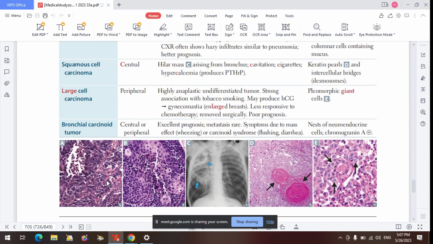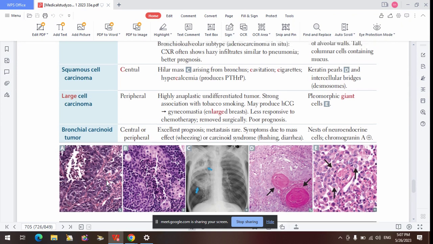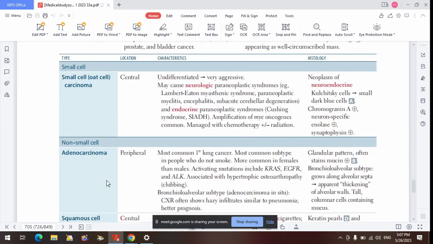I know you guys should know this one. You've done it a lot of times. Small round dark blue cell. Where again can we see it? Ewing sarcoma. Exactly. I know you guys remember it. So, Ewing sarcoma.